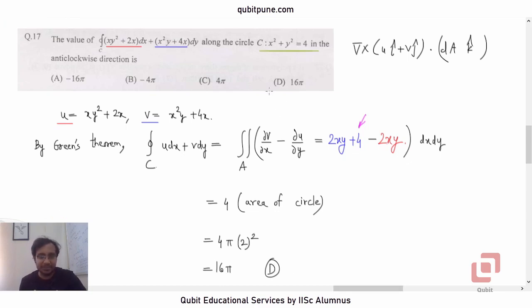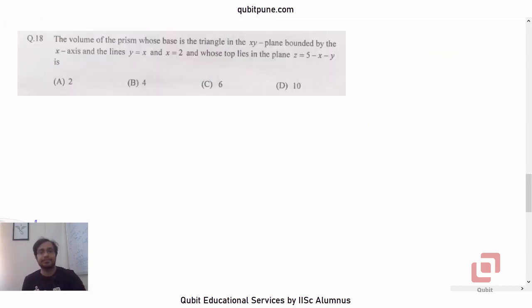It's a fairly simple question, but again, what are the two things that you should know here? The first and the most important is you should know the Green's theorem, and second, you should also know from your basics of coordinate geometry how to determine the radius of the circle x squared plus y squared equal to 4. It is not 4, it is 2. So it is 4 pi into 2 squared or 16 pi.